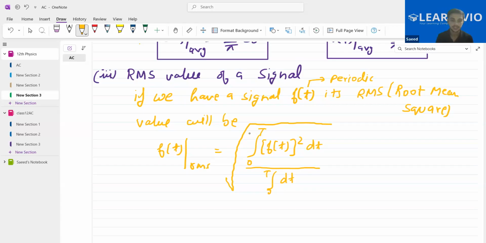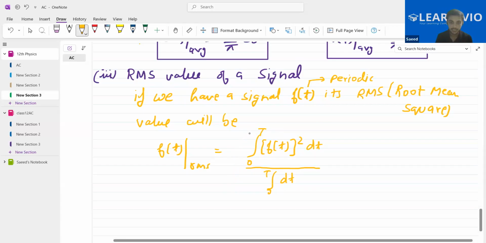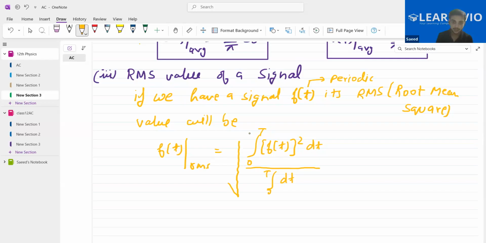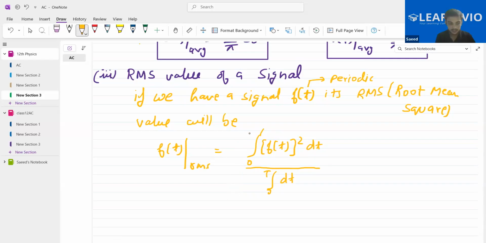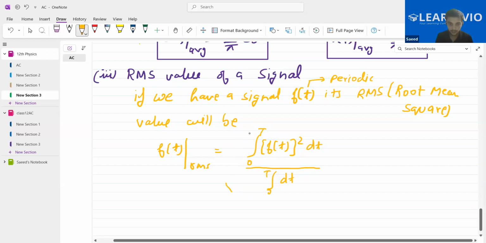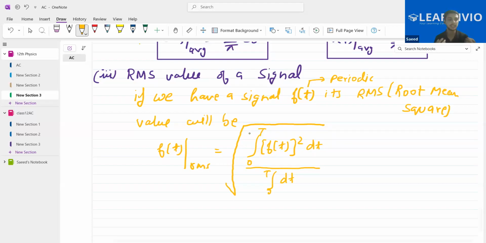So the root will be over this complete expression. Let me draw it properly. The root will be over the complete expression. This is how we find the RMS value of any varying periodic signal. It is not confined to the particular signal we are studying here; it is valid for any periodic signal.